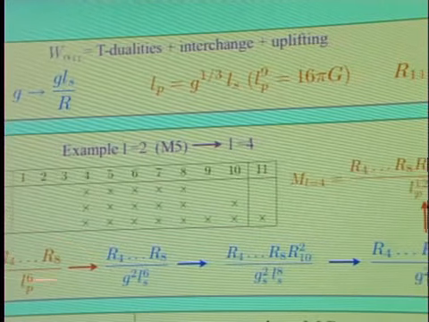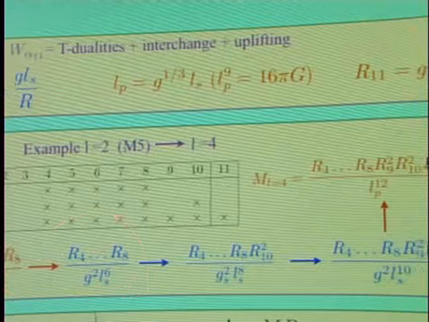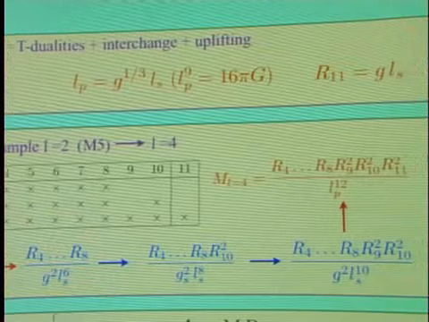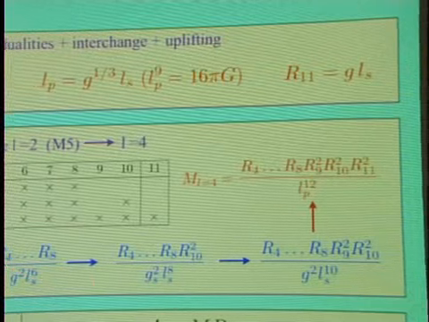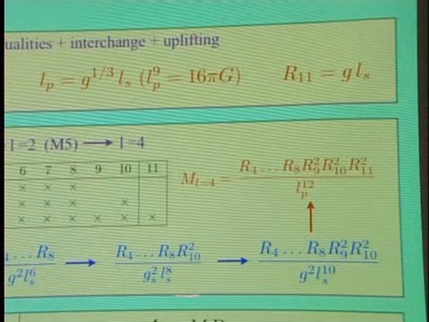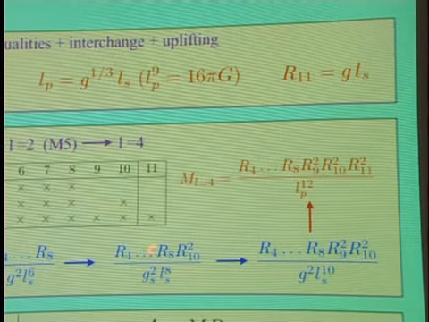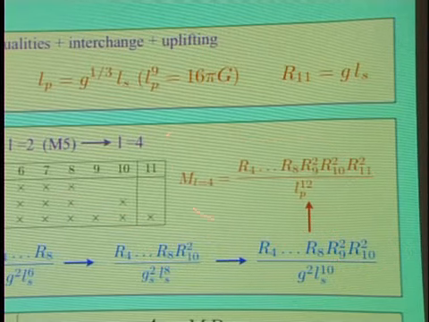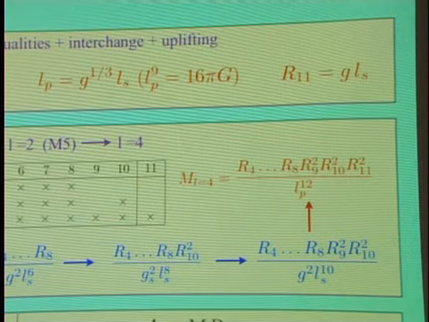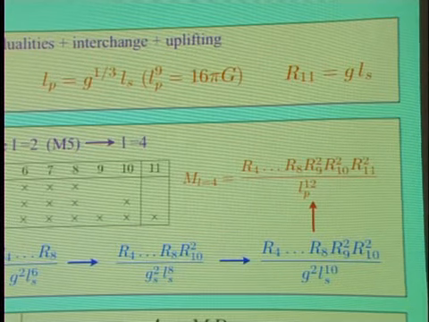So first we start with the M5, this is the mass, then we go to the NS5, which is given here, then we do these two dualities here, in string theory we uplift, and that's the result we get for level 4. And we can do that for all levels.